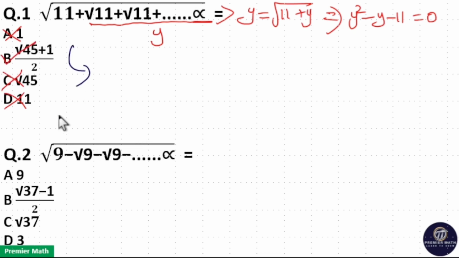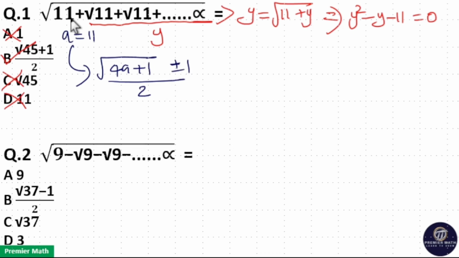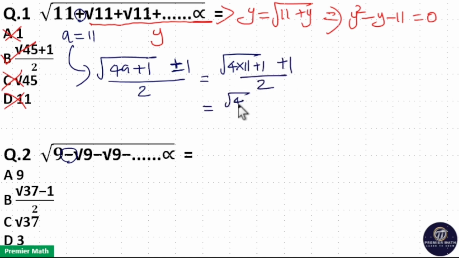There is also a short trick for this kind of problem. Here I can't write 11 as x into x minus 1. So take a as 11 here. Then your answer will become root of 4a plus 1, plus or minus 1, divided by 2. Here you have positive symbol between numbers, so take positive. If you have negative symbol between numbers, then take negative sign here. So this will become root of 4 into 11 plus 1, plus 1, divided by 2, which is equal to root 45 plus 1 divided by 2.